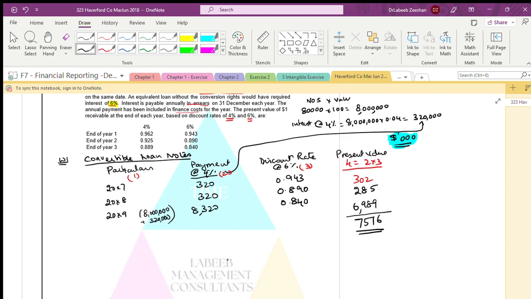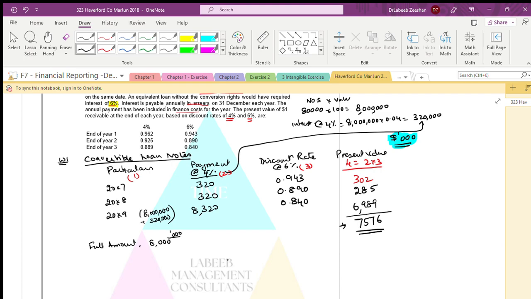This is the present value of the bonds. How much is the difference? Write down. How much is the full amount? Full amount is 8 million. Is it right? Full amount is how much? 8 million. 800,000.